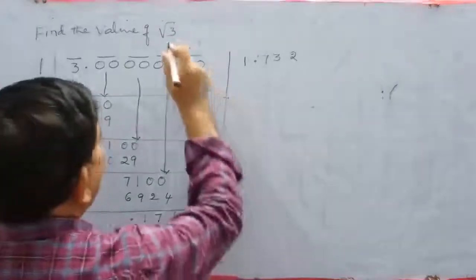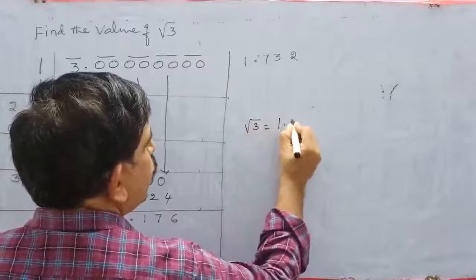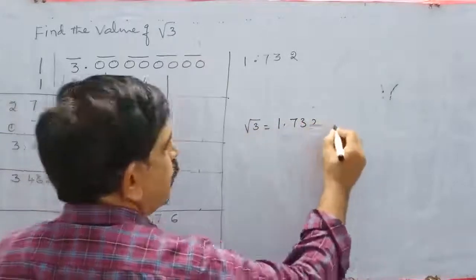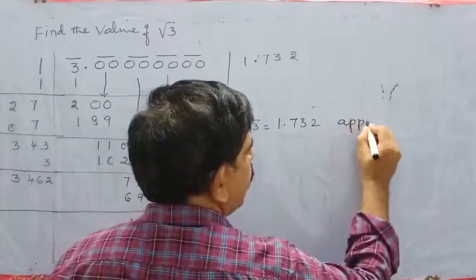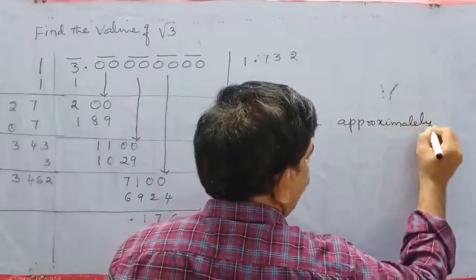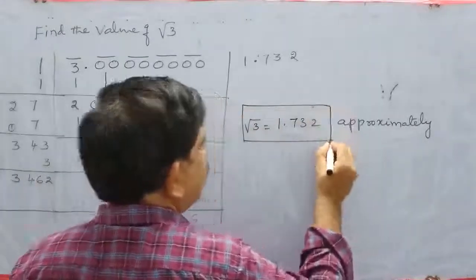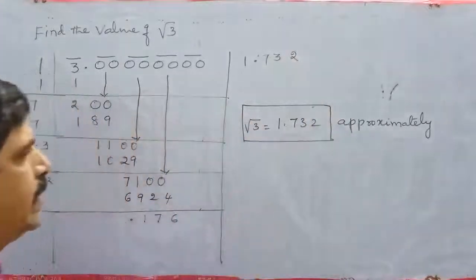Okay. The value of root 3 is equal to 1.732 approximately. We will get some more decimals.